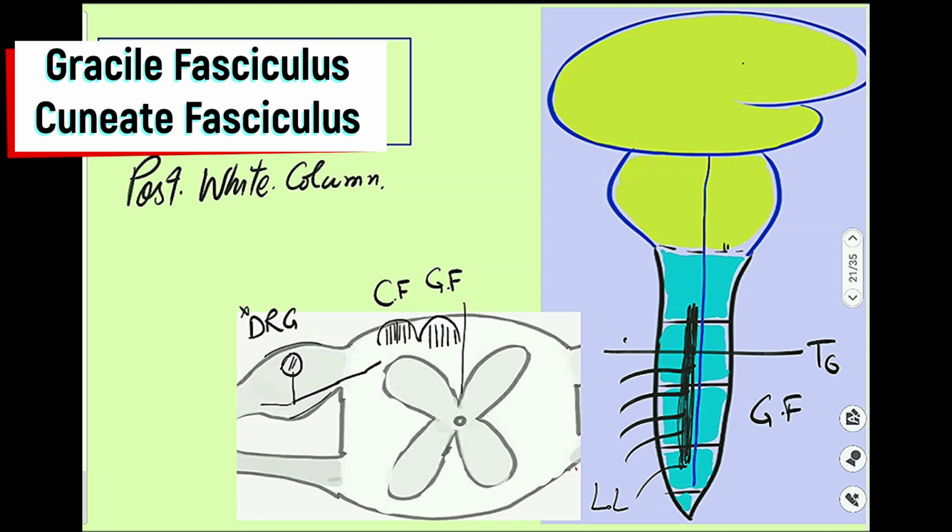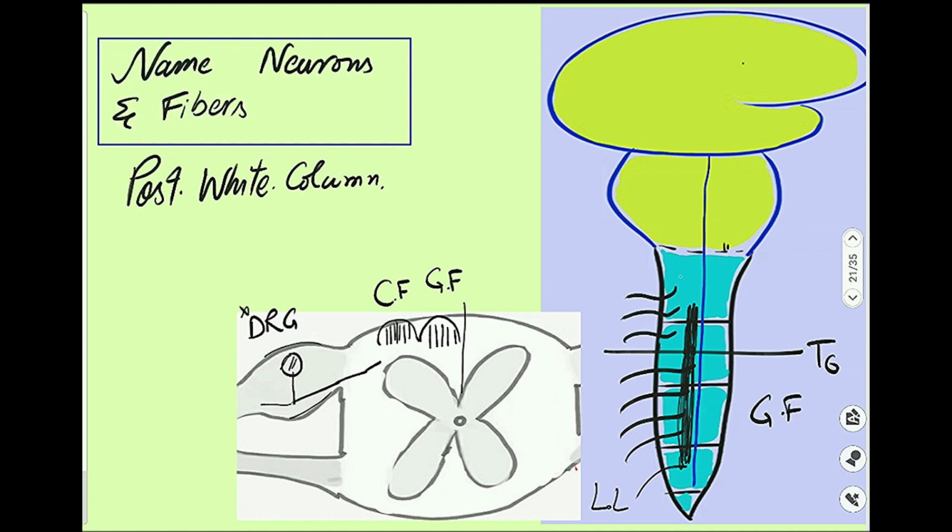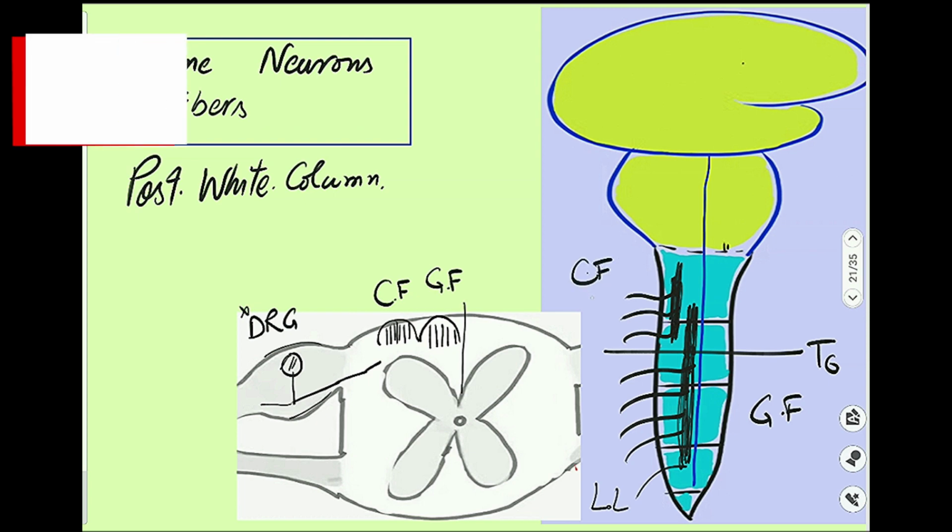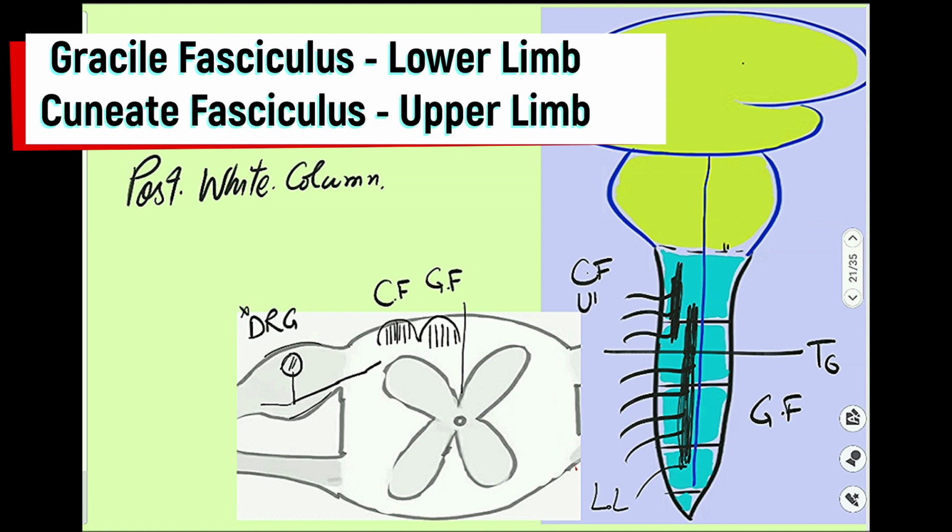After T6, the fibers will enter the spinal cord, but they will make a separate bundle of neurons lateral to this gracile fasciculus. This bundle is known as the cuneate fasciculus, dealing with the upper body and especially the upper limb. So we can say that gracile fasciculus is for the lower limb and cuneate fasciculus is for the upper limb. Fibers in both the bundles will ascend till they reach the brain stem.